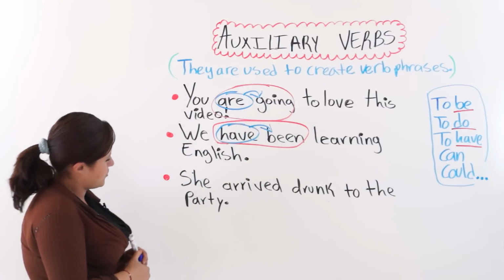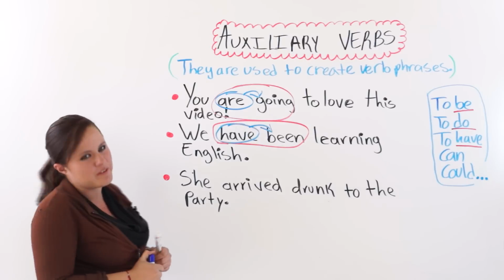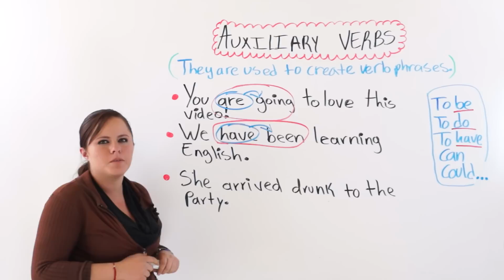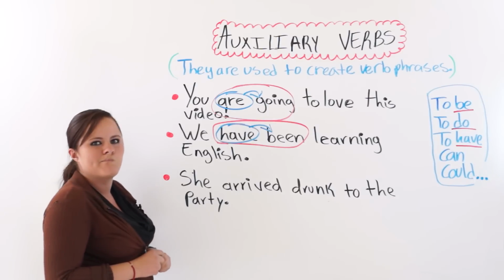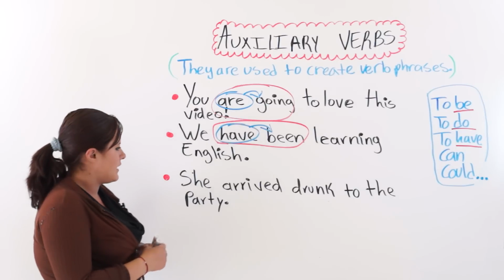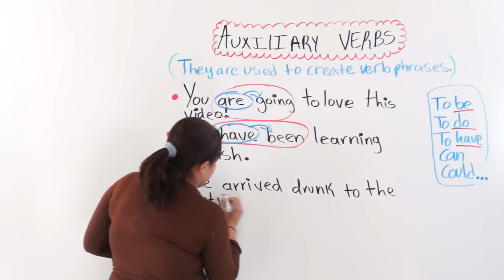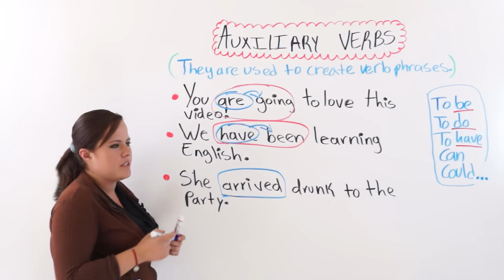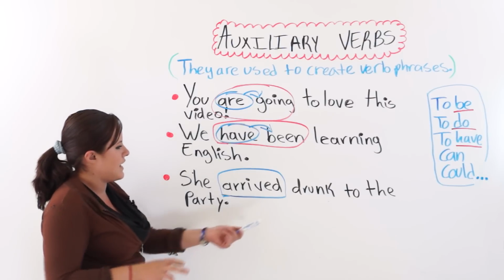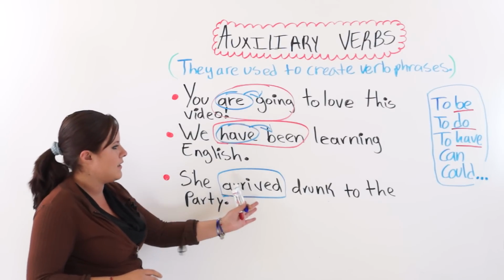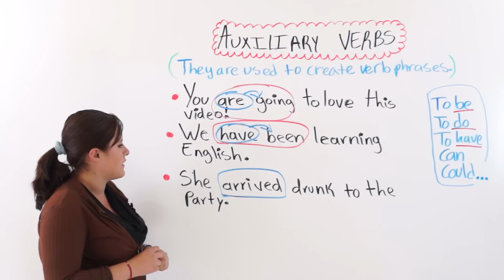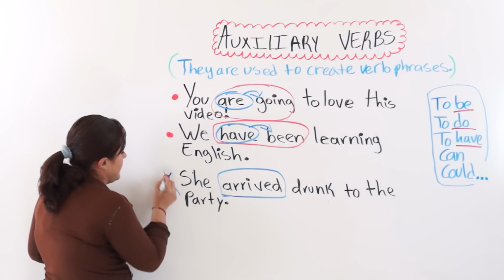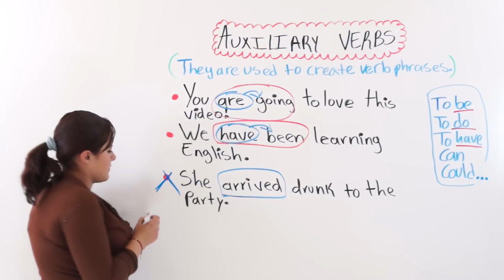The last one says, she arrived drunk to the party. Do you see any verb phrase there? No. We only have one verb here, arrived. It is in past tense, but it does not have a helping verb. So this is an action verb, isn't it? She arrived drunk to the party. So this one here would be wrong. This does not have an auxiliary verb.